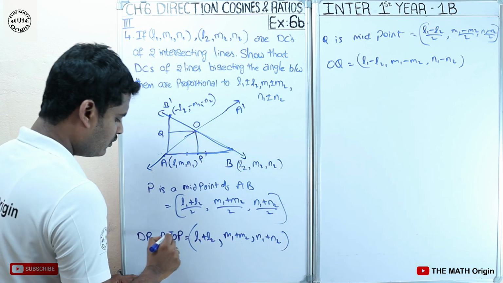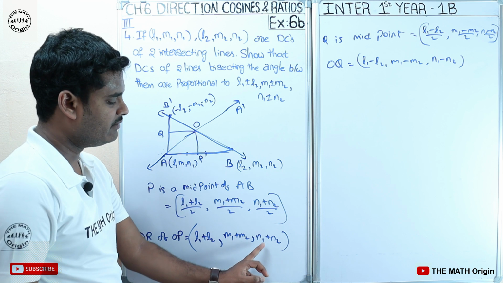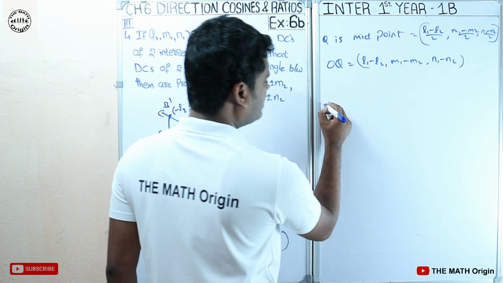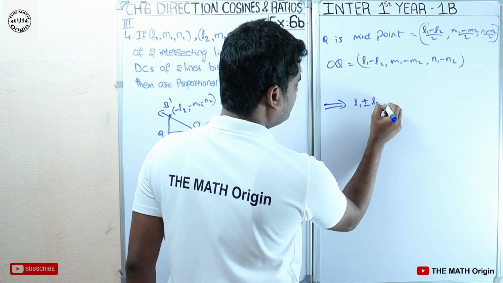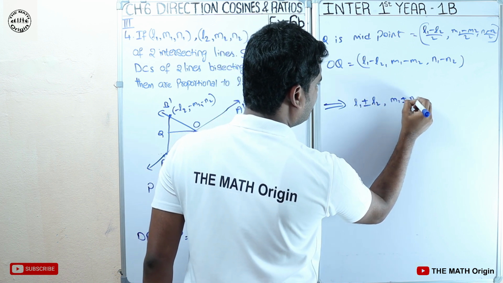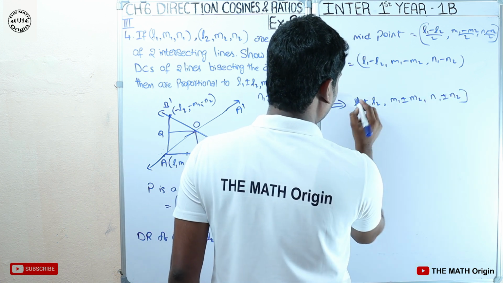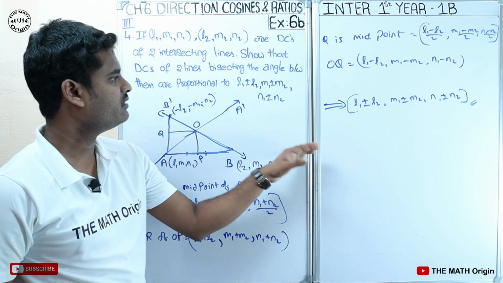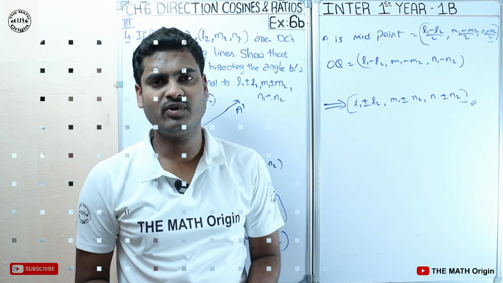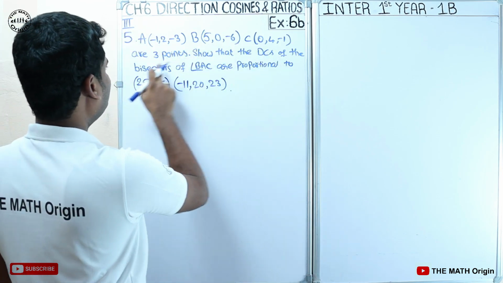Okay, now if you see OP value is L1 plus L2, M1 plus M2, N1 plus N2. So therefore the direction ratios are L1 plus or minus L2, M1 plus or minus M2, N1 plus or minus N2. Okay, therefore which is given in the question. Okay, here ends our fourth problem. Fifth question from the third section. A, B, C are 3 points.